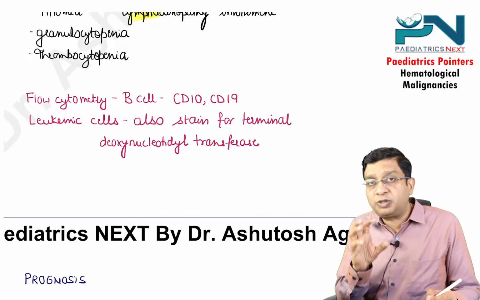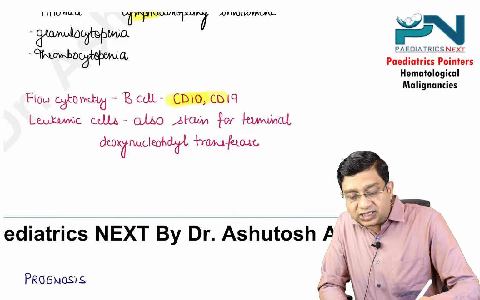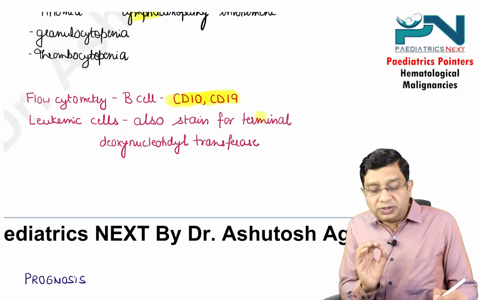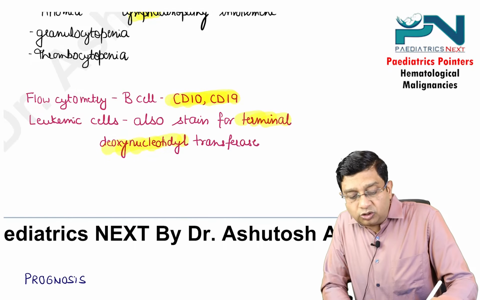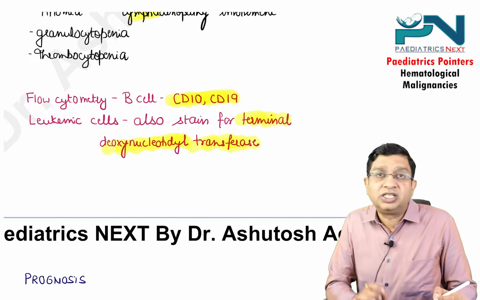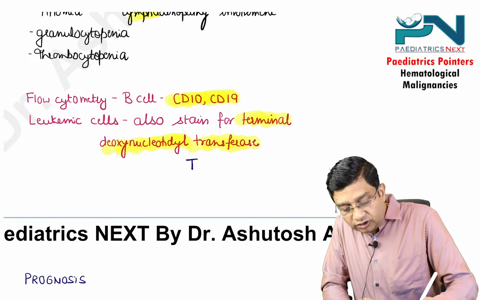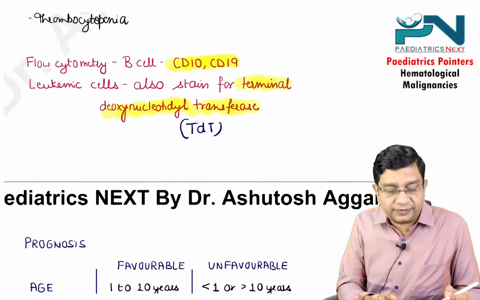On flow cytometry, because 85% arises from the B cell, the pre-B cell markers are present, CD10 and CD19. The leukemic cells are also positive for terminal deoxynucleotidyl transferase, that is TdT.